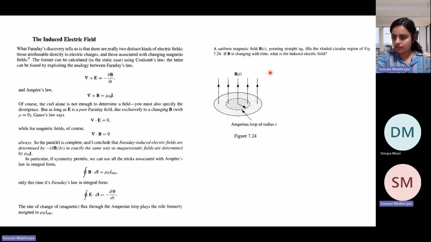So now this is a question which says that a uniform magnetic field, B(t), points straight up, okay, and it fills this circular region. Now, if B is changing with time, what is the induced electric field? So your magnetic field is changing with time. How do you find the induced electric field? This is something we have just discussed, right? So how to do that? Any idea?